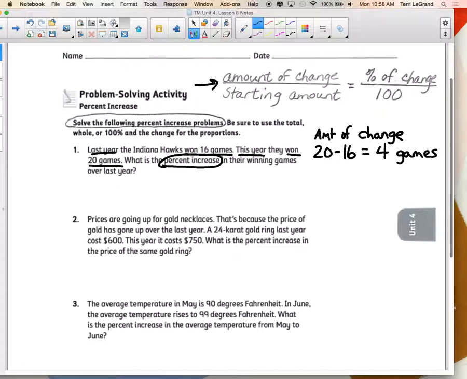Starting amount, do we already know that? What is it? What did they start with? 16, we already know that. We don't have to work to get that. Do we know the percent of change? Isn't that what we're looking for right here? This is going to be our X right here. Okay, let's start. We have 4 over 16 should be equal to X percent over 100.